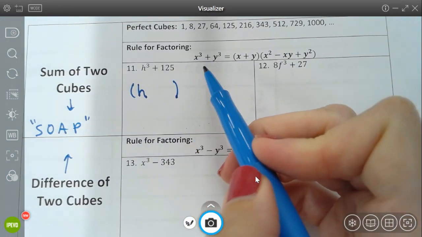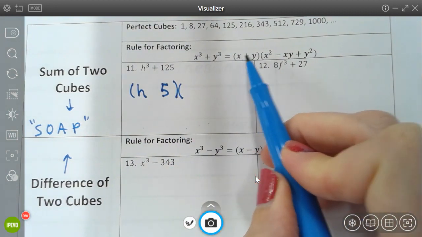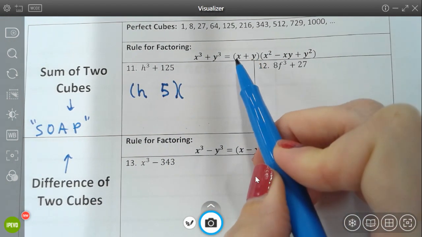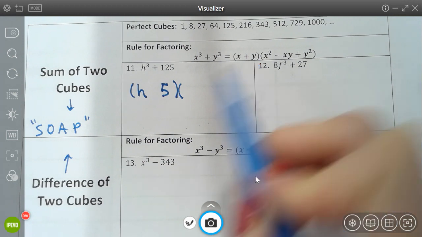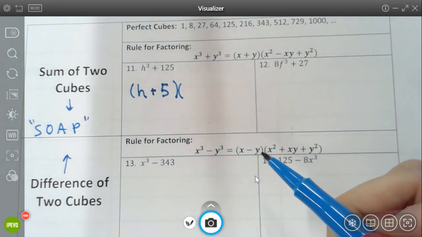125, the cube root would be 5. So that's what this part tells me. It says x plus y. These stand for the cube root of the first term and the cube root of the last term. So h and 5, and then it's the same sign there, so plus.